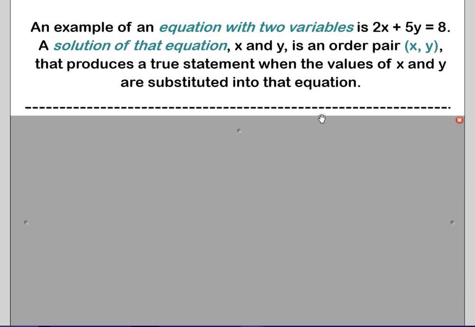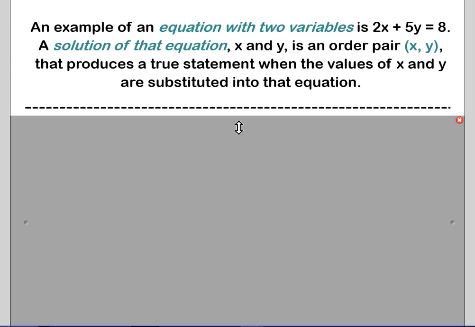An example of an equation with two variables would be 2x plus 5y equals 8. The reason it says two variables is that we have both an x and a y value. The solution of that equation would be x and y, which would become an ordered pair. This means that it produces a true statement when the values of x and y are substituted into that equation.